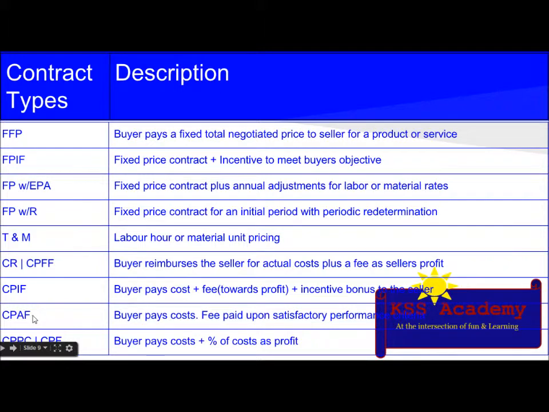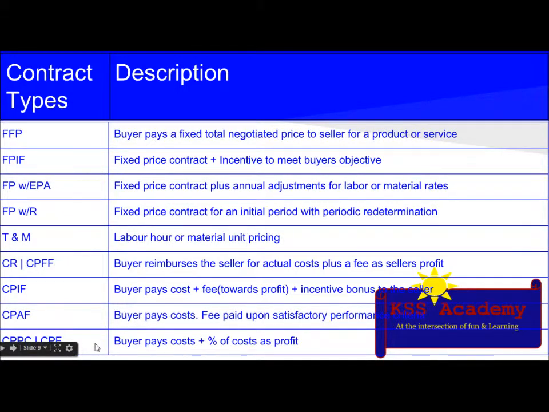Then there is CPAF, which is cost plus award fee. The buyer pays the cost, and fees are paid upon satisfactory performance criteria. Useful when incentive cannot be devised easily. The limitation is that the award is based on subjective data.